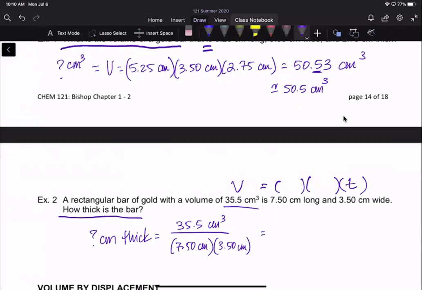So I'll plug in the numbers, 35.5, divide by 7.5, divide again 3.5, and press equals. So 3 significant figures, and then I would expect that thickness to be 1.35 centimeters.